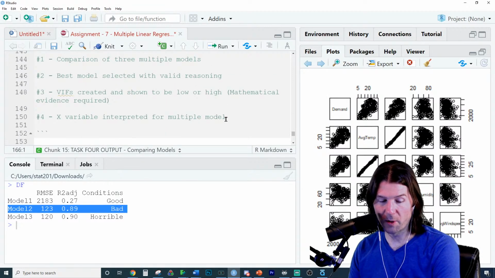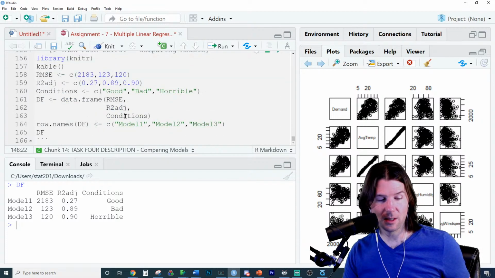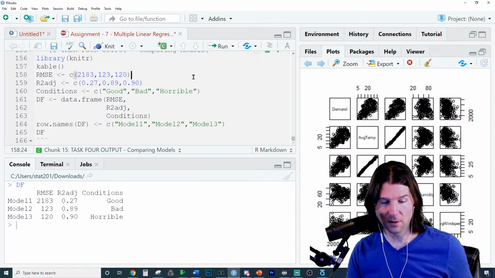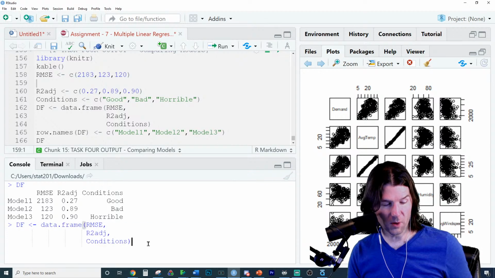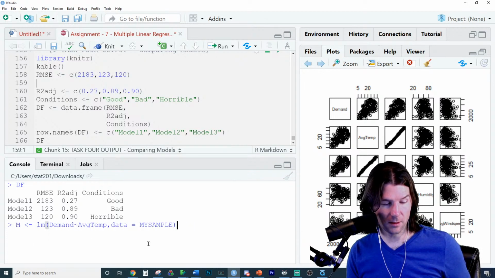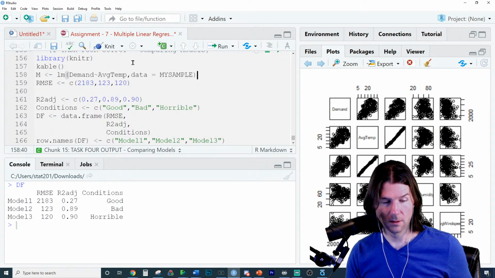X variable interpreted from the multiple model. Tell me if you need any help with any of this. VIFs created. Our model won't have any VIFs right now, so let's give it VIFs. Let me go back and get the model and make it get VIFs. So let's give our model VIFs.